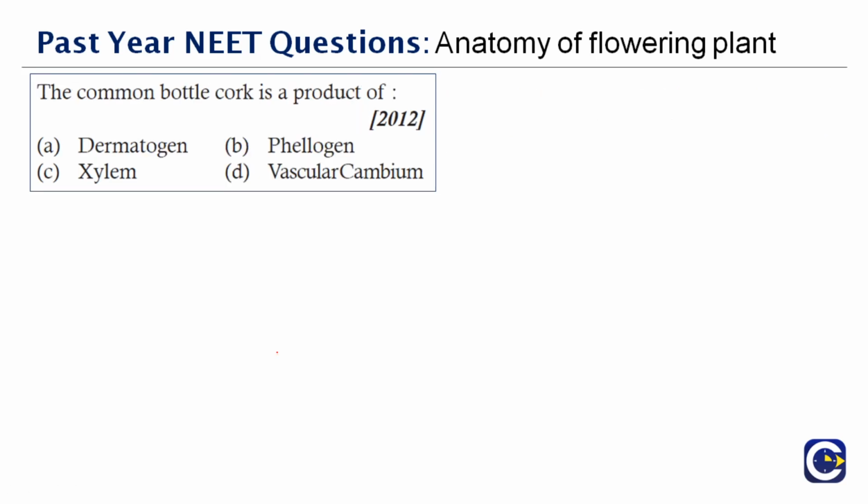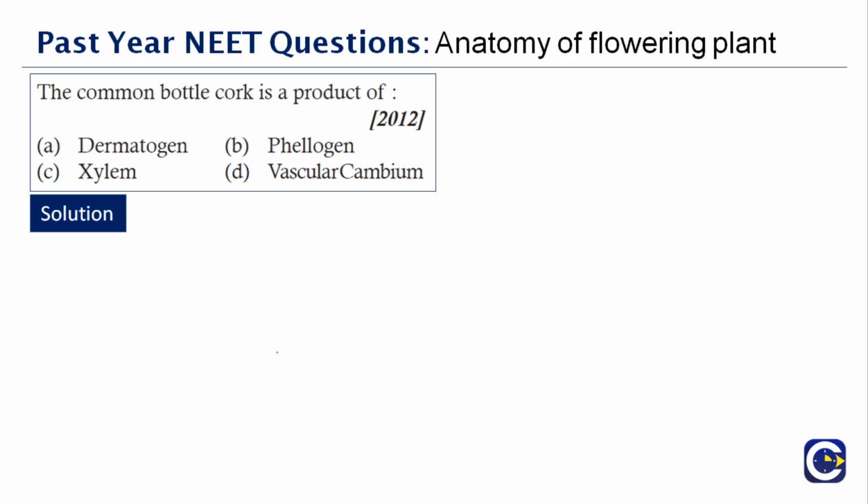Next question here. The common bottle cork is a product of dash. So you must have seen when you buy wine or any beverages, mostly they will use a cork system there. And what do you think the cork is made up of? Have you ever thought what it is made up of? It is made up of phellogen. Okay, the common bottle cork is a product of phellogen.